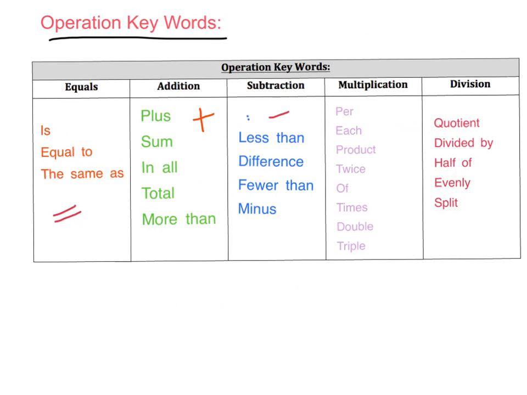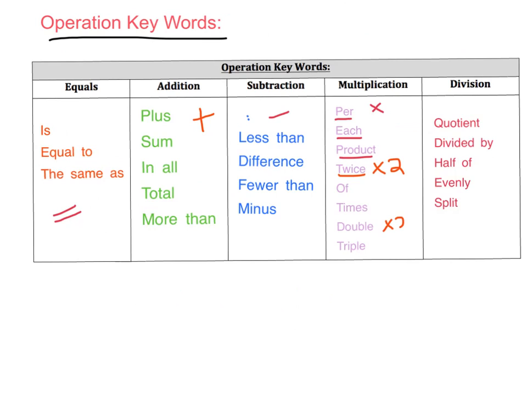Multiplication, there's a couple of key ones in this one. The first one is per. When you see that, usually it means times. Same thing with each. Product means the answer to a multiplication problem, and then twice. This is one that comes up quite a bit. Twice actually means you're doubling something, so you're timesing it by 2. Of also means multiply, times, double, triple.